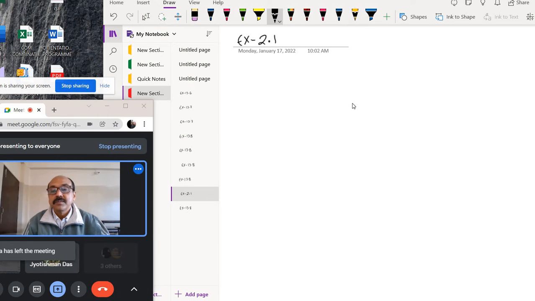Good morning. Exercise 2.1, chapter Polynomials. First question is, which of the following expressions are polynomials in one variable and which are not? Okay, so which are polynomials and which are not? Short type question. So first question is number 1, part 1.